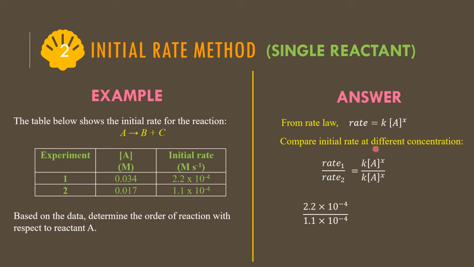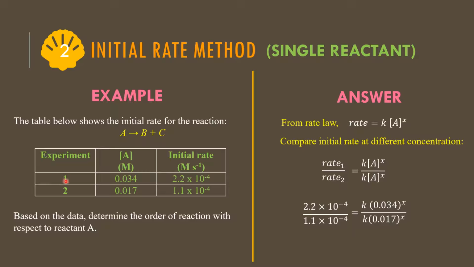Next, kita akan substitute yang ini pula. K tidak diberi dalam soalan, so kita tulis sahaja sebagai K. Concentration A yang ini adalah concentration A in experiment 1. Concentration A di sini adalah concentration A in experiment 2. X ni adalah order of reaction yang kita nak cari, so kita tulis sebagai X. Next, kita akan selesaikan formula ni untuk mencari nilai X. K di atas ni adalah rate constant for experiment 1. K di bawah ni adalah rate constant for experiment 2.